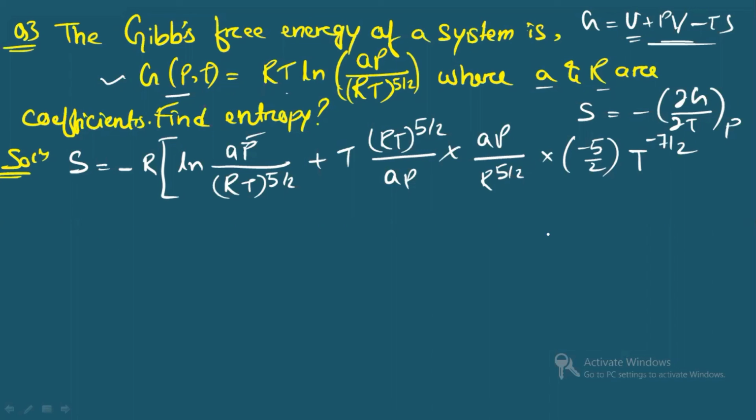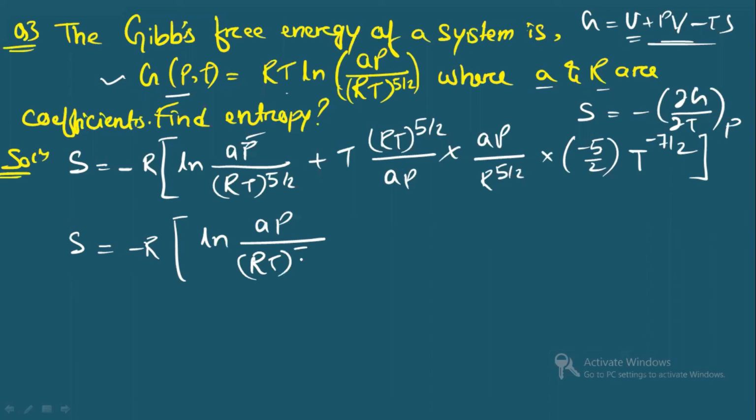Alright. Then this bracket is as it is. Next, it equals minus R, which is constant, times ln of AP by RT whole to the power 5 by 2, plus, here this R will cancel this R to the power 5 by 2, and this T to the power 5 by 2 times T to the power 1 will give you T to the power plus 7 by 2. So this T to the power plus 7 by 2 and this T to the power minus 7 by 2 will become T to the power 0, that means 1. And AP will cancel AP. So here you will have only minus 5 by 2. Clear?